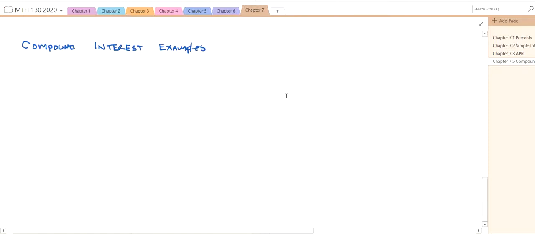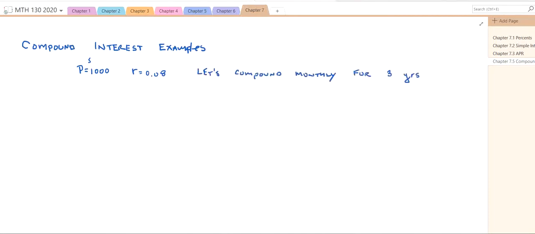Okay, still in chapter 7.5, let's do some compound interest examples. So let's look at the problem up above where we have P equals $1,000 and R equals 0.08. But let's compound monthly for 3 years instead of annually like we did before.